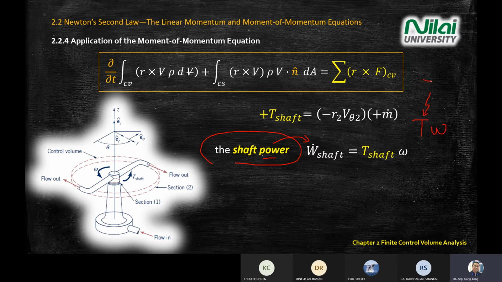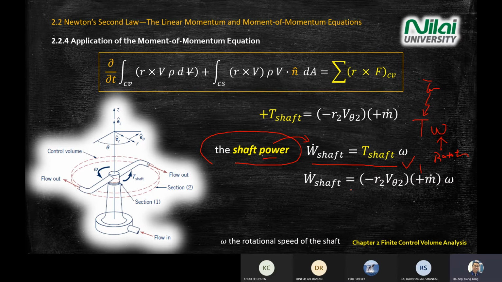Torque. This is your torque. This is your rotational speed. So when you take your T times omega, you get your power. This is another important equation. It will give you 1 mark if the question asks you to find power, shaft power. You write W dot shaft equal to T shaft omega, get 1 mark. Substitute the T definition into T shaft here. You get this one.